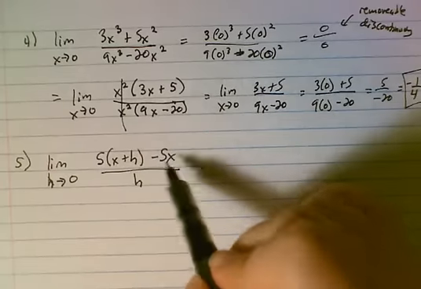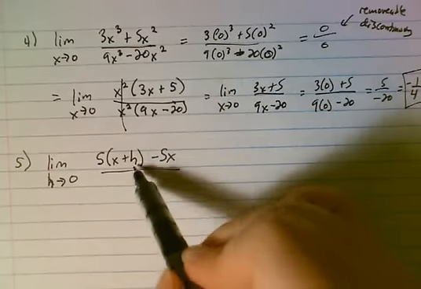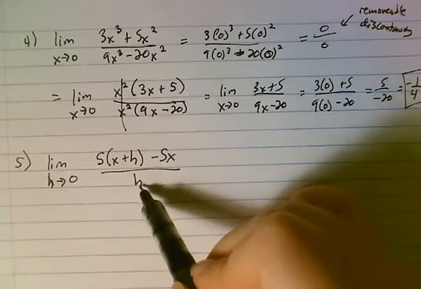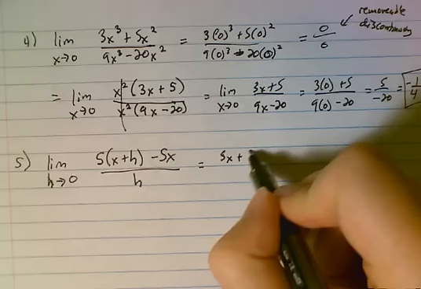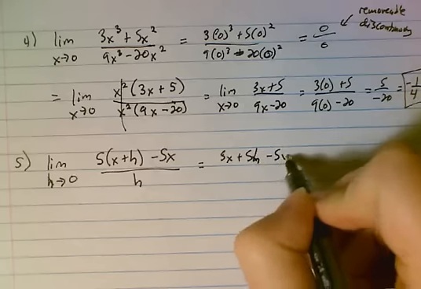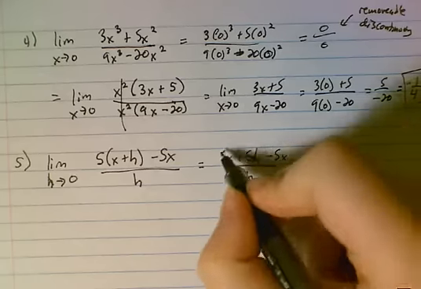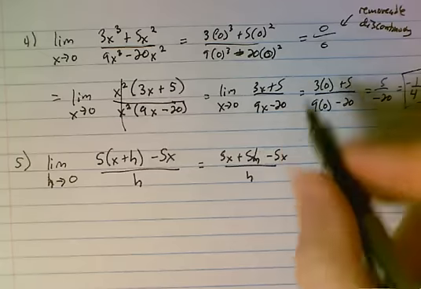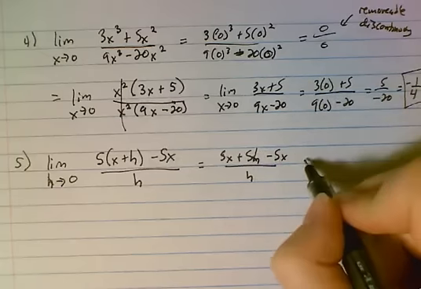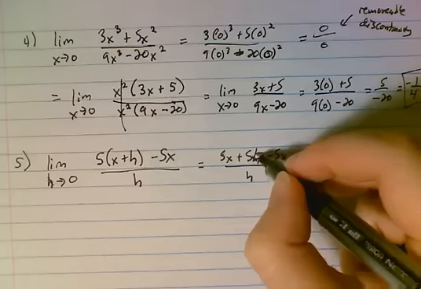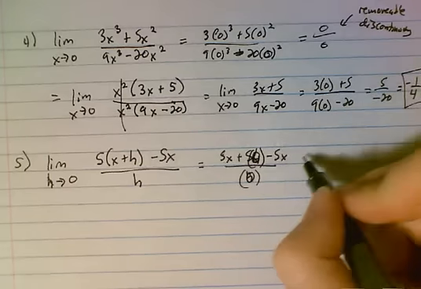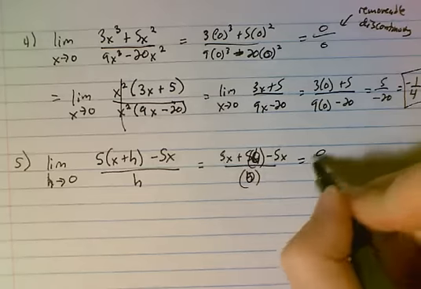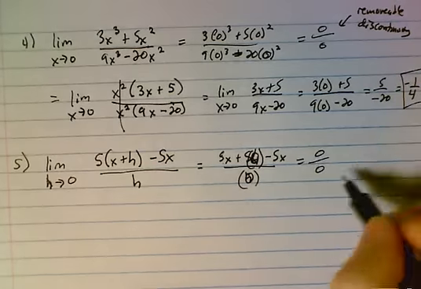Notice this x is just along for the ride. We'll see what happens to it. This h is going to be 0. And we notice that if we just plug it in, we've got 5x plus 5h minus 5x over h. If we plug 0 in for h, we're going to get, so this is 0, this is 0, 5x minus 5x plus 0 is 0, so it is indeed 0 over 0.